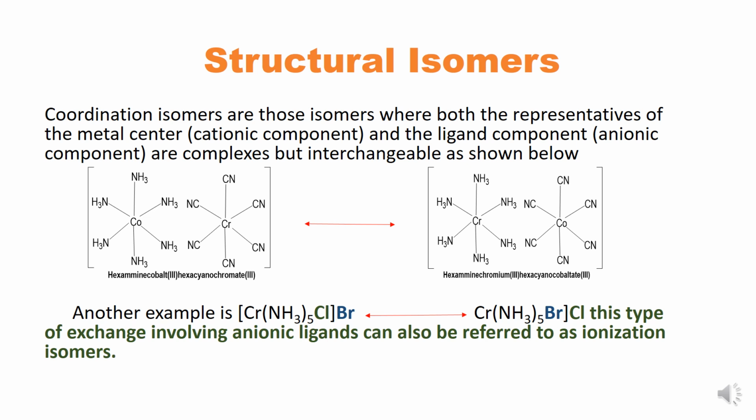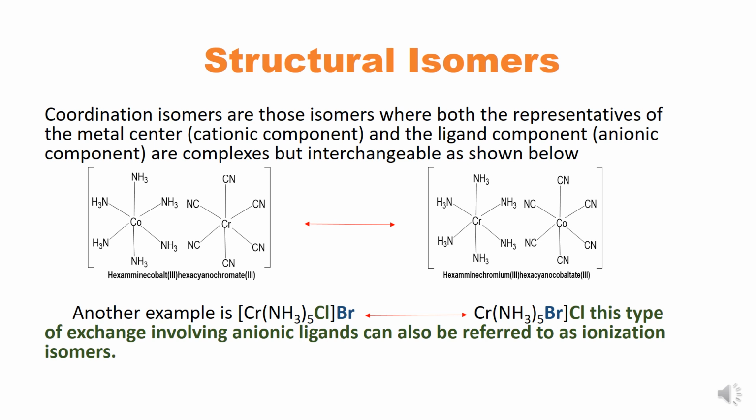Structural isomers we refer to as coordination isomers are those isomers where both the representative of the metal center. Remember, when you talk of a coordination compound, you are referring to that molecule that has a metal center and a ligand. But when you talk of coordination isomers, you are looking at two different coordination compounds, whereby one serves as a metal center and the other serves as a ligand.